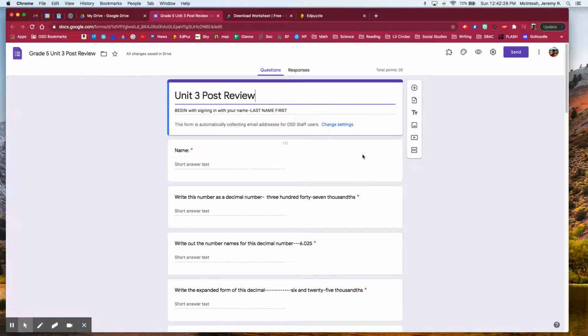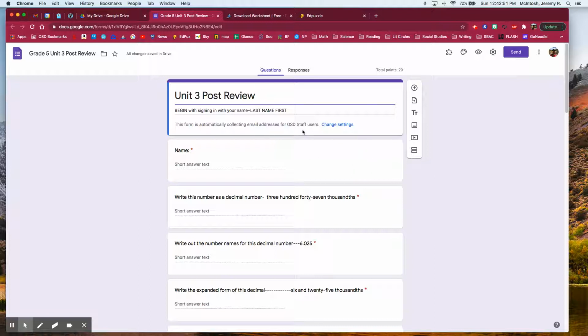Hey, mathematicians. So I will go through this Unit 3 post review with you just in case you want to go through it with me. You don't have to, you can try it on your own. And we will be taking the assessment early this week when you come back to school. So this is an Edpuzzle if you just want to work on it with Mr. Mac before you come back.